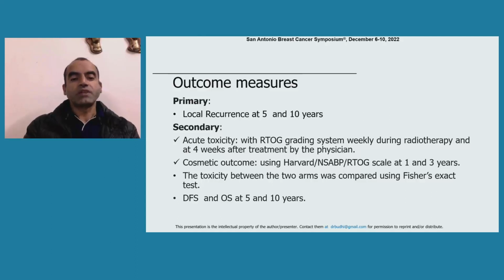The outcome measures were, the primary outcome measure was local recurrence at 5 and 10 years. I am going to present here the secondary outcome measure, that is acute toxicity, which was assessed with the RTOG grading scale weekly during radiotherapy and 4 weeks after treatment completion by the physician. And cosmetic outcome was assessed by using the Harvard and SABP RTOG scale at 1 and 3 years. The toxicity between the two arms was compared using Fisher's exact test.